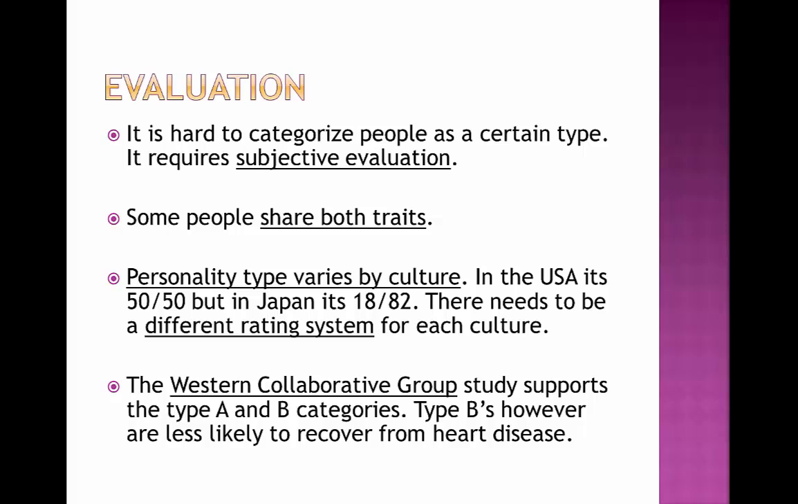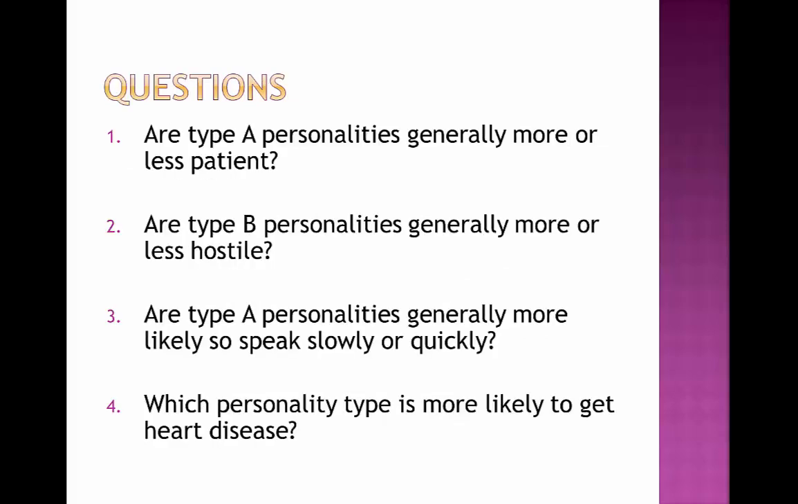Also, the Western Collaborative Group Study supports the Type A and Type B categories. When they did the experiment, they found that the people they tested did show all of these traits. Type Bs, however, are less likely to recover from heart disease, which we're going to be looking at later in the next lesson. Here is one question on personality types.